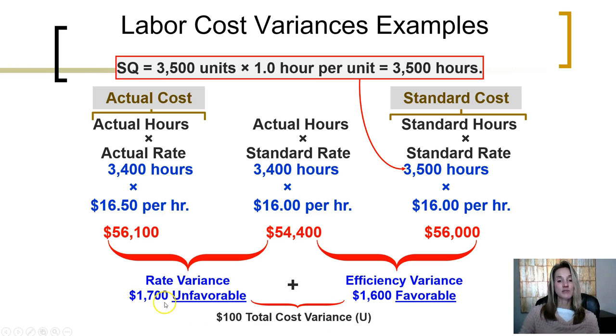The total cost variance for labor is $100, which is the difference between our actual labor cost and what our standards say our labor cost should have been. We broke that overall cost variance into how much of the variance is caused by the rate and how much of it is caused by the efficiency of labor used.